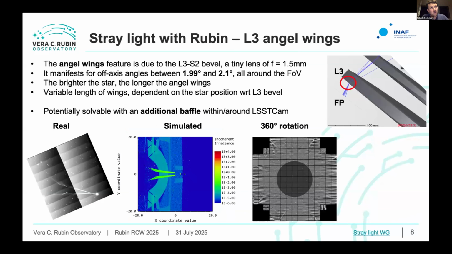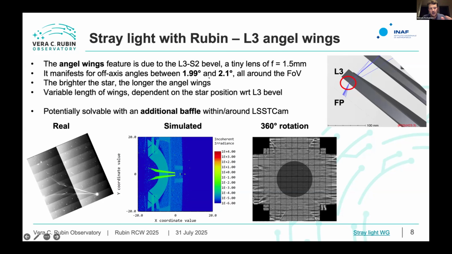Another very frequent and prominent feature is the so-called L3 lens angel wings. It's due to a very subtle effect of refraction coming from the bevel of the L3. At the edge of the clear aperture of the L3, on the cold side, within the cryostat, there is a little bevel, a little change of curvature that you see better here on the top, which has an effectively super short focal length, which refracts the light and creates this peculiar double tail pattern that you see here in the real image. And we managed to reproduce this in Zemax with a synthetic simulation.